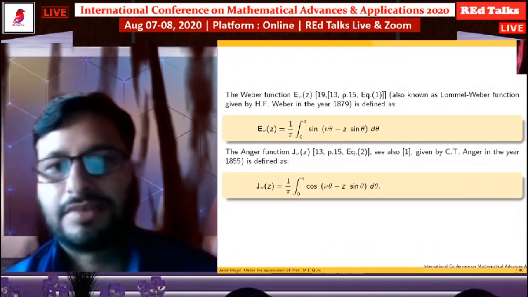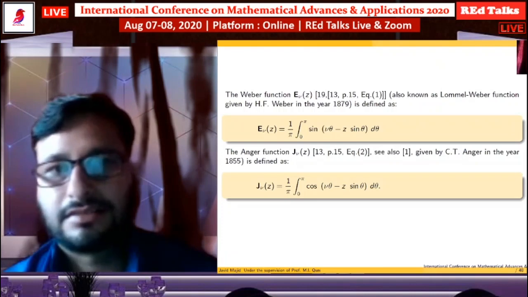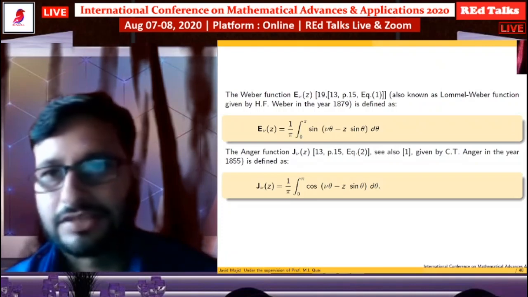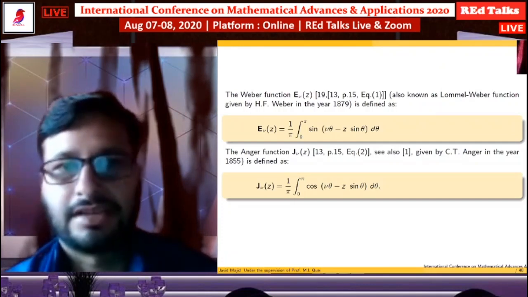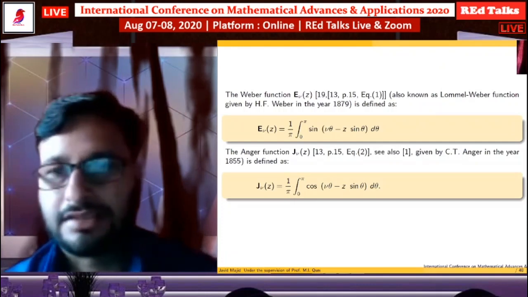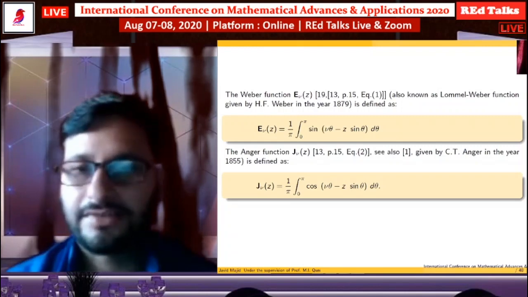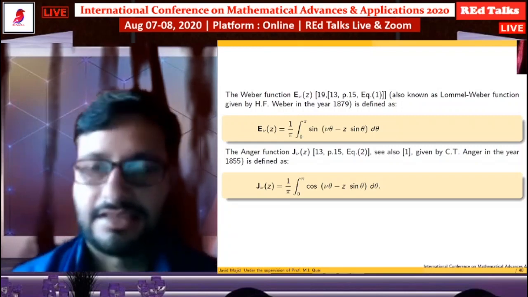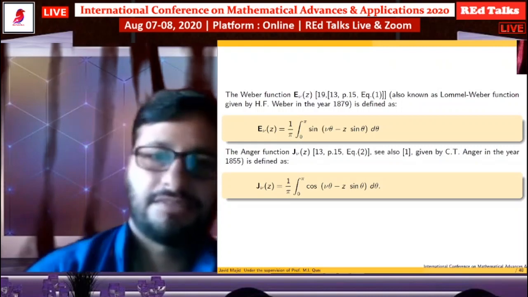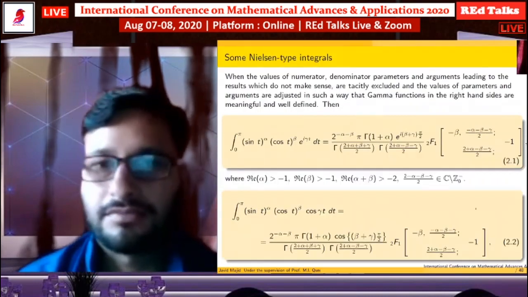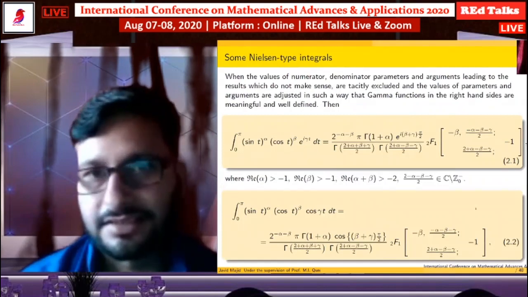And the Weber function given by H.F. Weber in 1879, known as the Lommel-Weber function, is defined by E_mu(z) is equal to 1 upon pi integral 0 to pi sine of (mu theta minus z sine theta) d theta, and the Anger function given by C.T. Anger in the year 1855, defined by J_mu(z) is equal to 1 upon pi integral 0 to pi cos of (mu theta minus z sine theta) d theta.